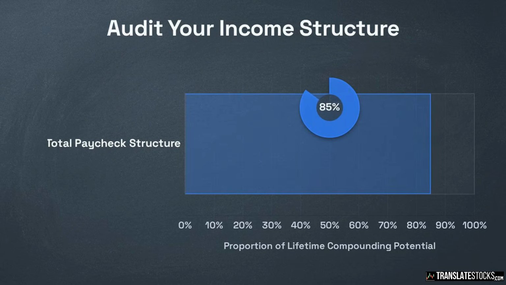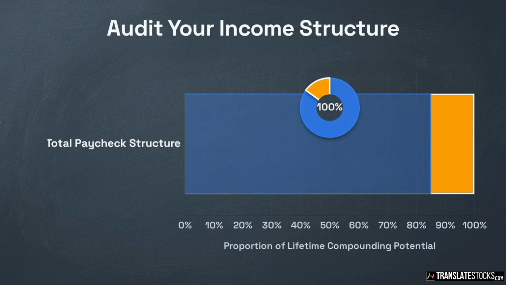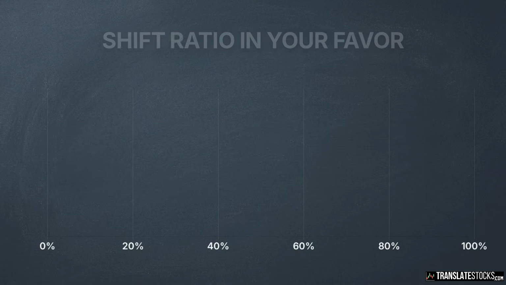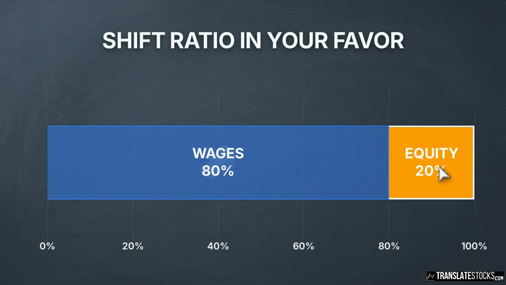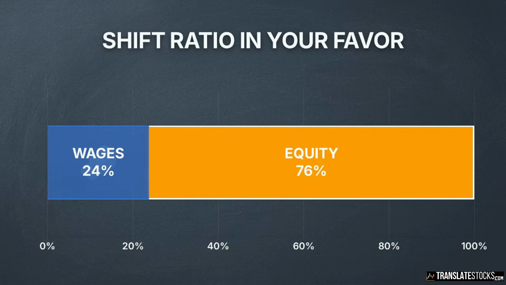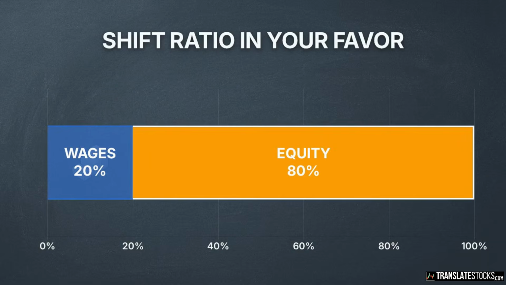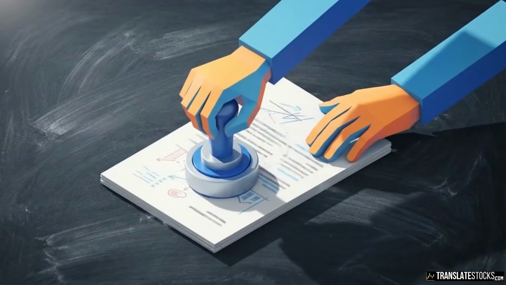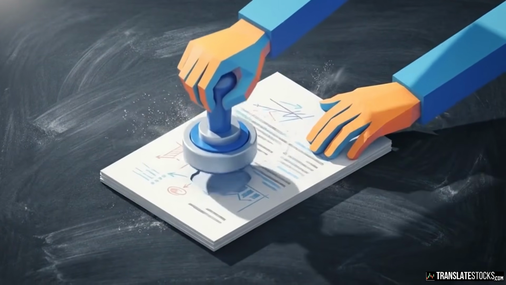Calculate your ratio of additive wages compared to multiplicative equity. Identify one tangible action you can take this week to increase your ownership stake. Whether it is adjusting your 401k or negotiating for equity, move the ratio in your favor. Wealth is not a matter of predicting the future. It is a result of deliberately engineering exponential starting conditions today.